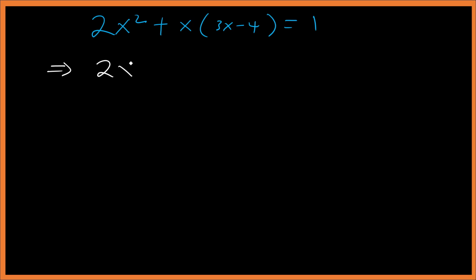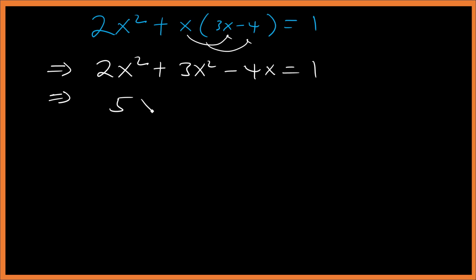So 2x squared plus 3x squared, this one times that, and this one times that, minus 4x equals 1. So we have 5x squared minus 4x minus 1 equal to 0. Now, let's solve this quadratic equation. I'll first of all multiply the constant by the coefficient of x squared. That will be minus 5.